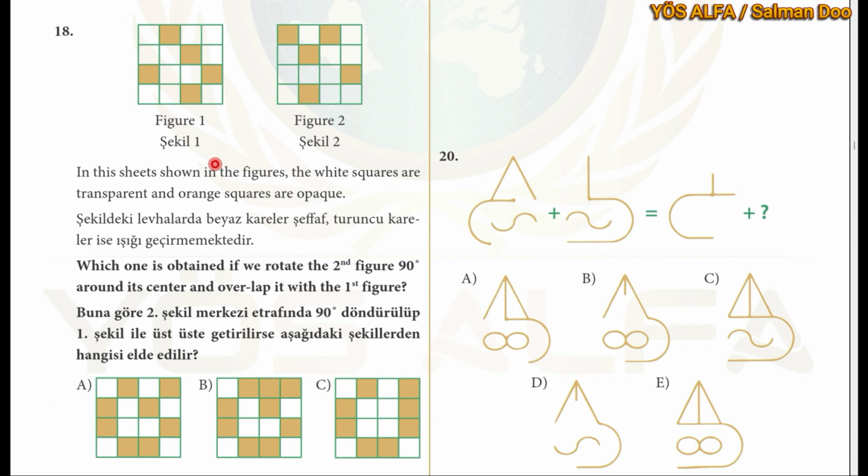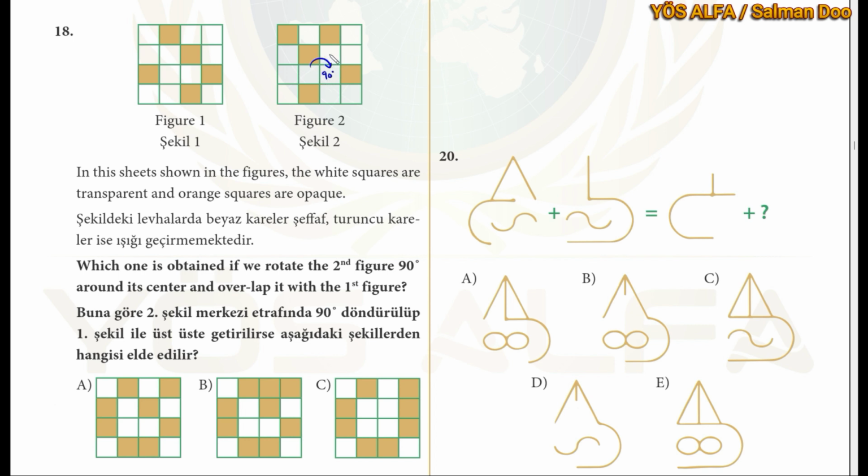orange ones are opaque. The second figure is going to be rotated 90 degrees about its center, and it is going to be overlapped on top of figure 1. And the question is asking the resulting shape when we overlap the second figure on top of the figure 1 after rotating it 90 degrees. Since the question doesn't specify 90 degrees clockwise or counterclockwise, let's try with 90 degrees clockwise rotation first. If it doesn't work, then we'll try counterclockwise again.